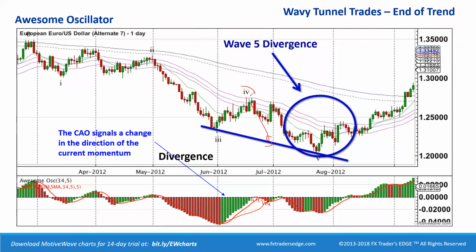So we just want to see the Awesome coming back to the 0 line, and then we can say that the minimum requirements for the wave 4 have been met. It's not telling us the end of the wave 4, because like I said, we could have a longer correction. We can have a WXY, a more complex correction. It doesn't have to be a straight zigzag, a straight flat or a triangle. It can be a complex correction. So we don't know how long the wave 4 will last. We just know that the minimum requirements have been met when the Awesome comes back to the 0 line.